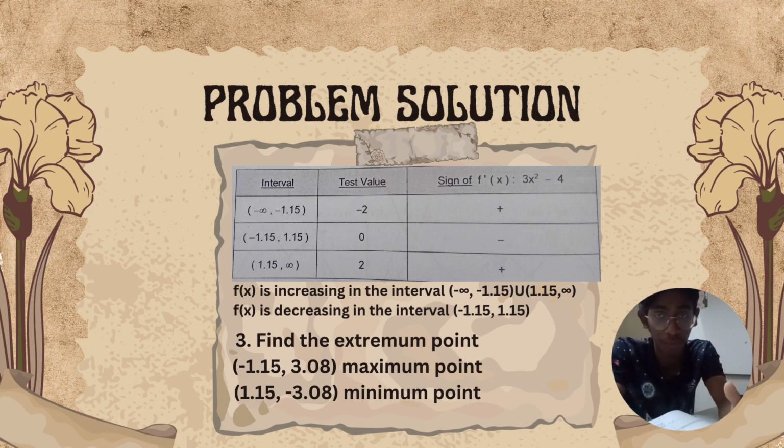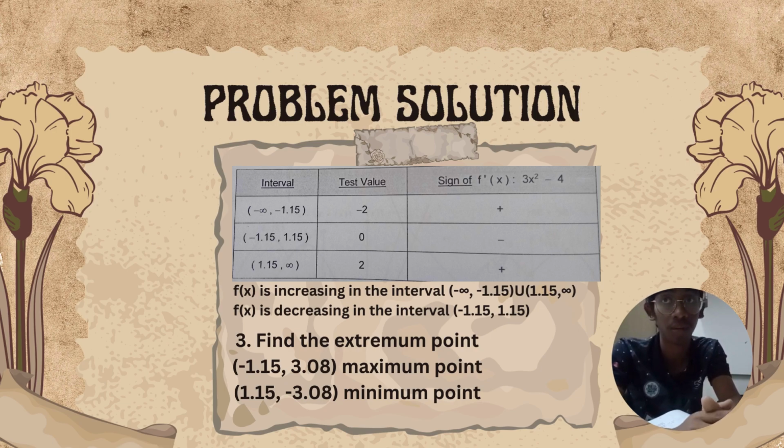This can help us to find the increasing and the decreasing interval. We can put it like this: f(x) is increasing in the interval of the row with the positive signs, while the row with negative value is going to be the decreasing interval. We can write it like f(x) is increasing in the interval of negative infinity to negative 1.15, with the union of 1.15 to infinity.